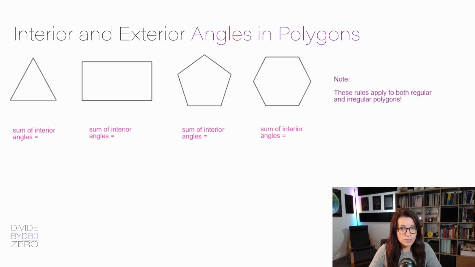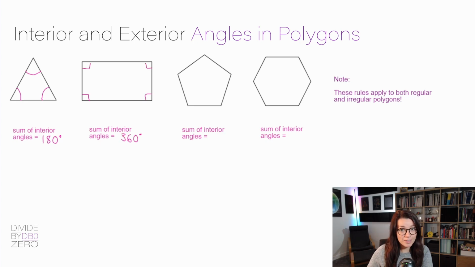We need to know how to work out both the interior or inside angles and the exterior or outside angles in any polygon. I'm going to show you how to work out the interior angles first. Starting with a triangle, we need to memorize that all interior angles in a triangle add up to 180 degrees.